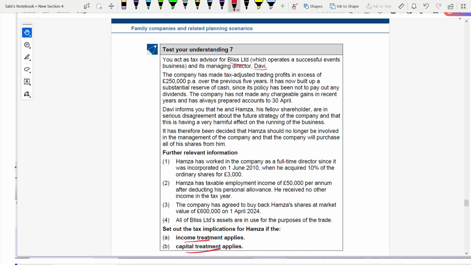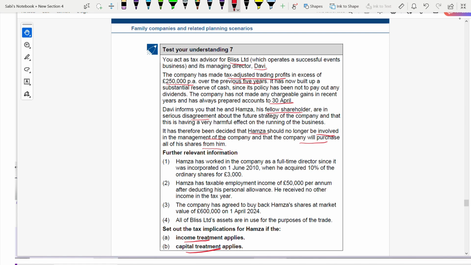The company has made tax adjusted trading profit of 250 over the previous 5 years. Since the policy has not been to pay out any dividend, the company has not made any chargeable gain and prepares its accounts to 30th April. Devi informs you that he and Hamza, his fellow shareholder, are in serious disagreement about the future strategy of the company. They decided Hamza should no longer be involved in the management of the company and the company will purchase all of the shares from him. So these are the relevant information that you need.